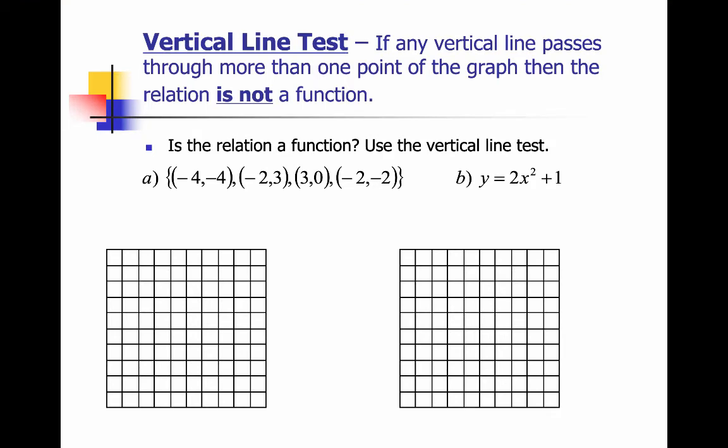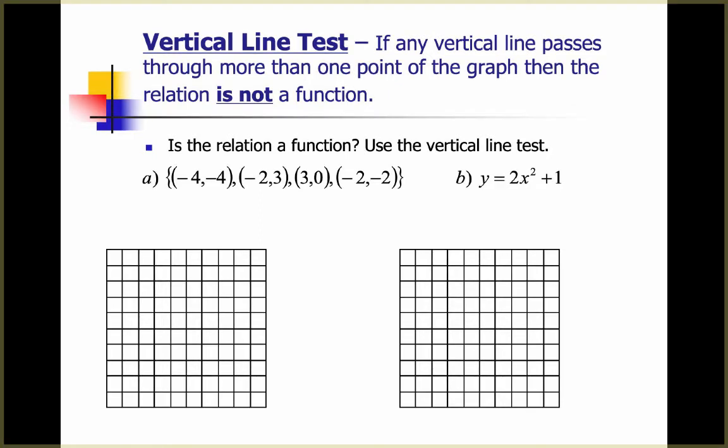Next, we're going to look at another way to check to see if something is a function, and it is called the vertical line test. The vertical line test says if any vertical line passes through more than one point of the graph, the relation is not a function. If you only pass through one point, then it would be a function. But if you pass through more than one point of the graph, it's not a function.